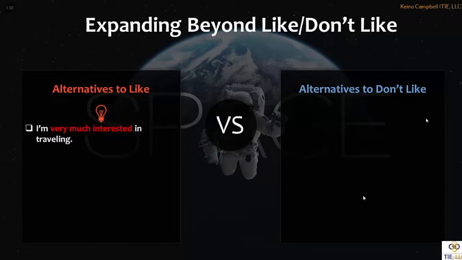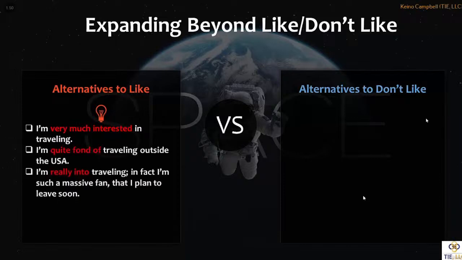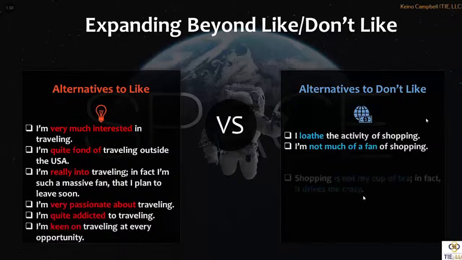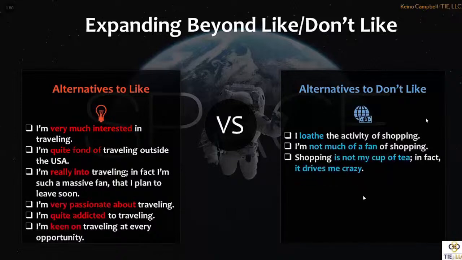I'm very much interested in traveling. I'm quite fond of traveling outside the USA. I'm really into traveling. I'm very passionate about traveling. I'm quite addicted to traveling. I'm keen on traveling at every opportunity. All those are different ways you can say like.